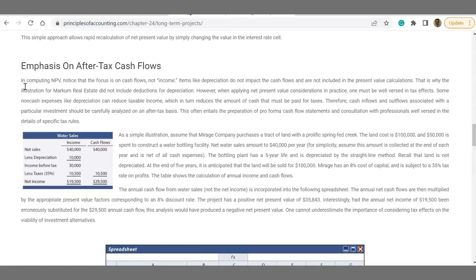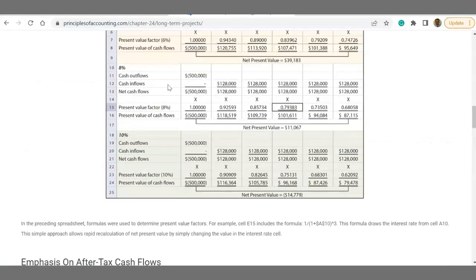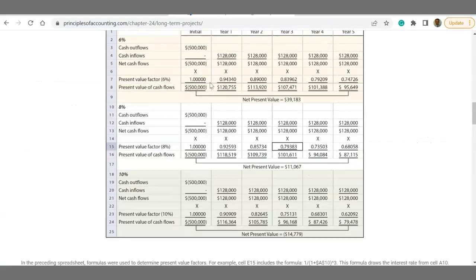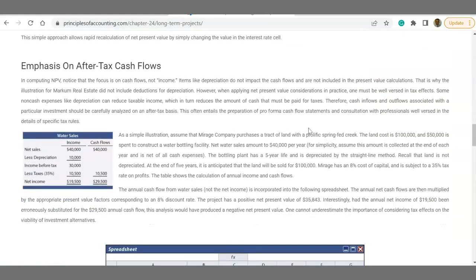Okay, let's read this one. On computing net present value, notice that the focus is on cash flows, not income. Items like depreciation do not impact the cash flows and are not included in the present value calculation. Yes, you use depreciation to deduct your income and pay less taxes, but you don't use depreciation to calculate your net present value, because you already, here in the $500,000 investment, are calculating it as a cost at once, right away, today. So there's no more depreciating on that.